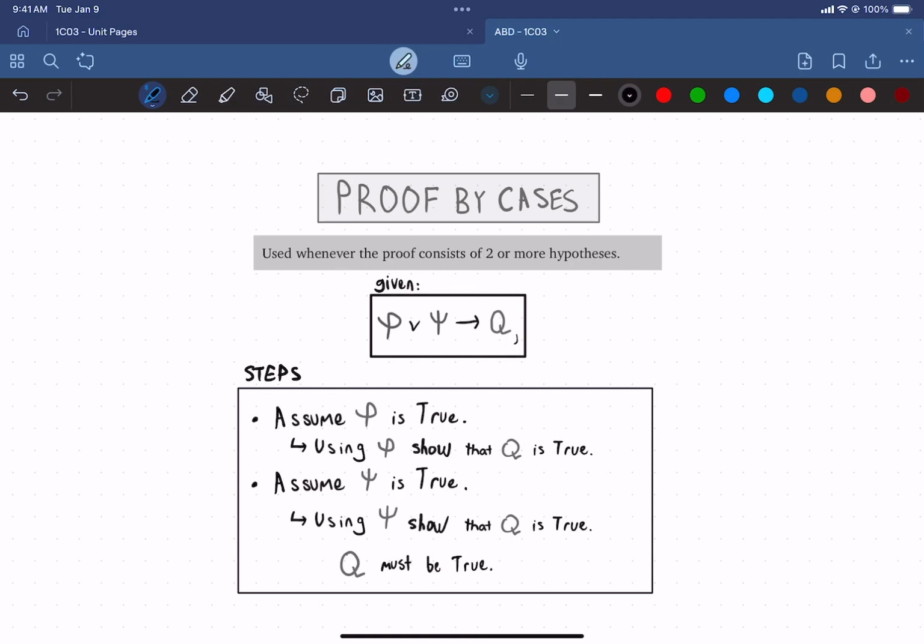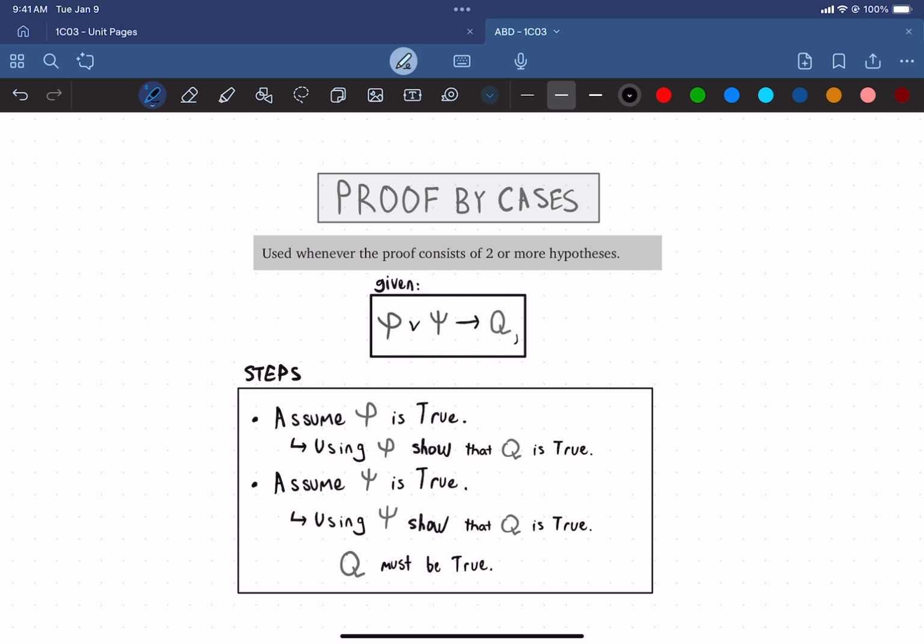Hey guys, so today we're going to be talking about proof by cases. It's an application that is used whenever the proof consists of two or more hypotheses. If we're given two ways that could imply Q, we need to prove each individual statement first to prove the whole thing. So say we're given phi or psi implies Q.